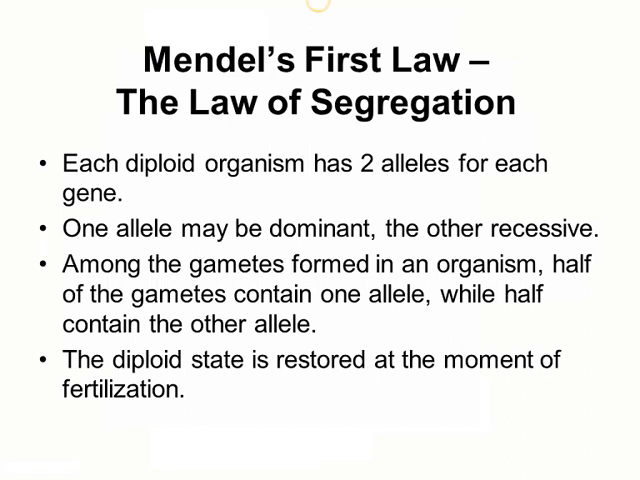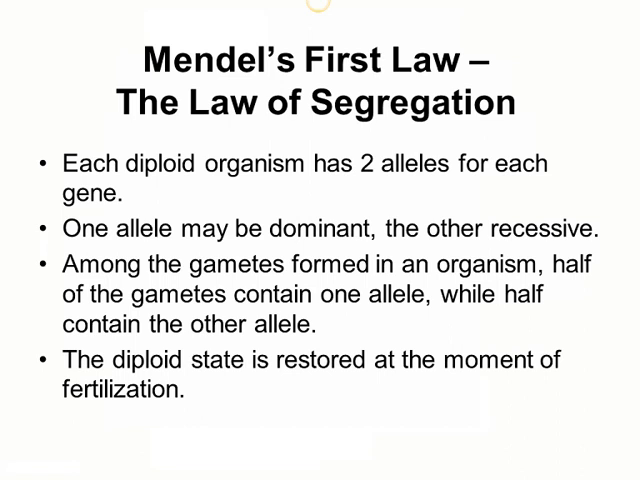And segregation just means really separation of alleles during meiosis, specifically anaphase 1. But basically what his law says is that each diploid organism, or what we now call diploid, has 2 alleles for each gene. So in a pea plant, you have a gene for pea shape, and each cell in each plant has 2 copies of that gene. But the alleles can be the same type or they can be different. One allele can be dominant, one is recessive.